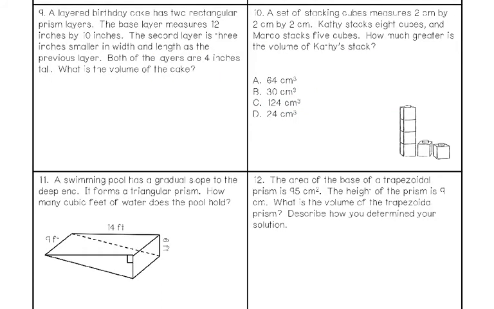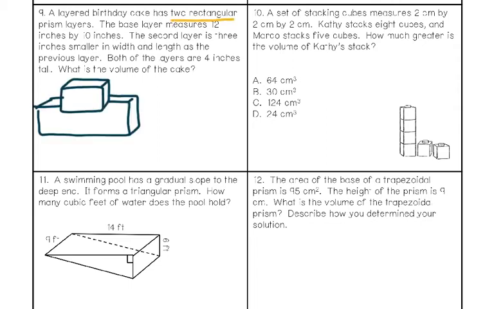Number 9 has a lot of steps to this, so let's take it one piece at a time. First of all, it's a layered birthday cake, and there's 2 rectangular prisms on top of each other. So the cake looks something like this. And then it tells me some dimensions.